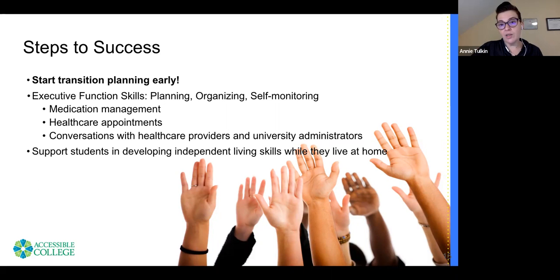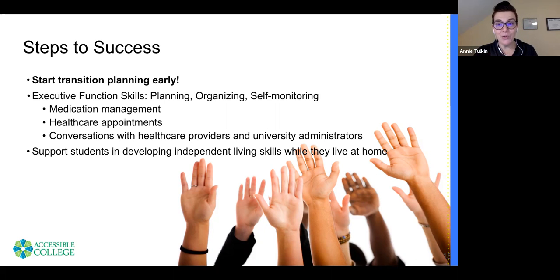We can start coaching students on some of these responsibilities a little bit earlier on, so that they're not trying to do all this in the month or two before they're leaving for school, or so that they don't show up to school and not know how to get a refill. That's really, really important. Healthcare appointments.